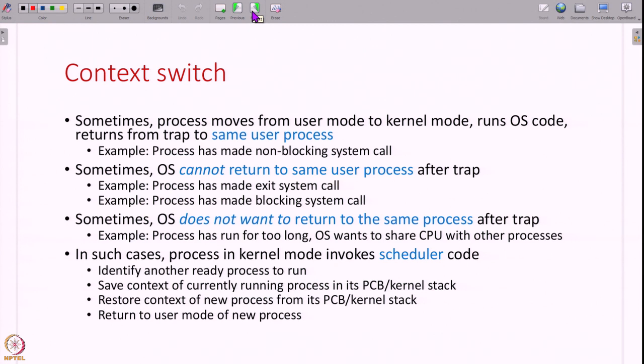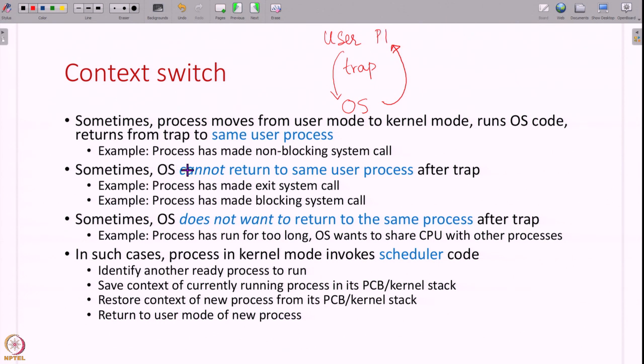So, now normally what happens, in the examples that we have seen so far, is that a process is running some user code in user mode, then a trap has happened and it has jumped into the kernel code, into the OS code. So, this is some user process P1 that has trapped into the operating system. Now, once this trap is handled, you can return from trap and go back to running the same process in user mode. That is possible.